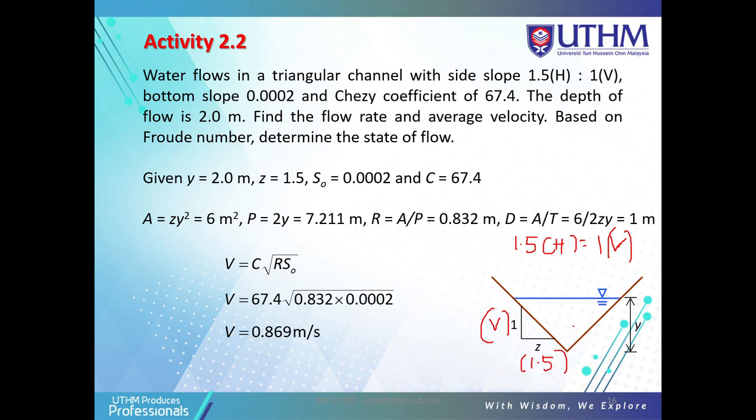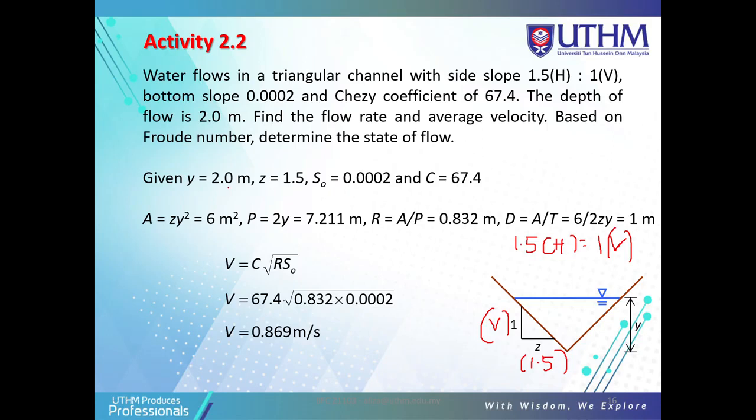So the value of Z is not given directly, but it's mentioned in this text. So you must read your question properly. Then you can find that Z is 1.5 here, because 1.5 is for horizontal and the vertical is 1.